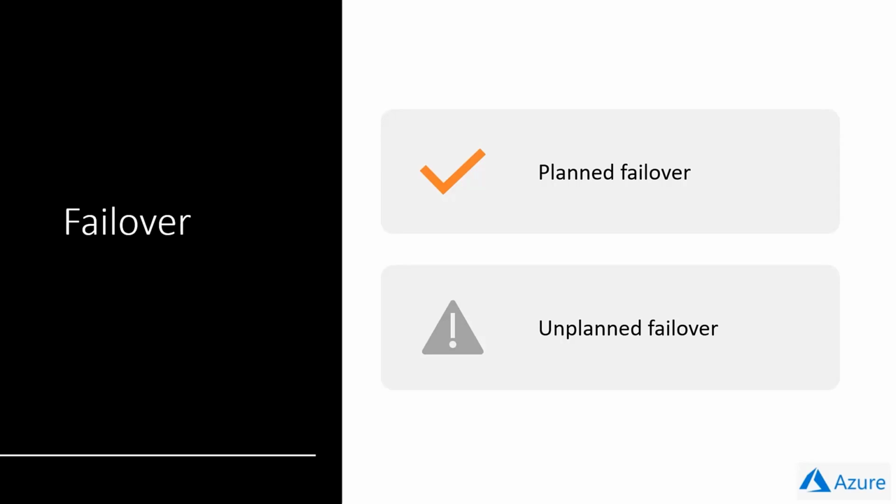Or it could be that you want to return the database to the primary region after an outage has been mitigated, right? We call this failback. Let's say you have an outage in a region, now you want to return to the primary and you are doing a failback. So in this case, you're doing a planned failover.